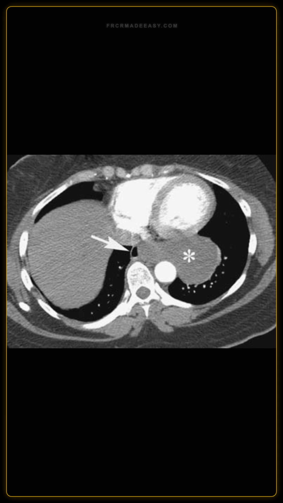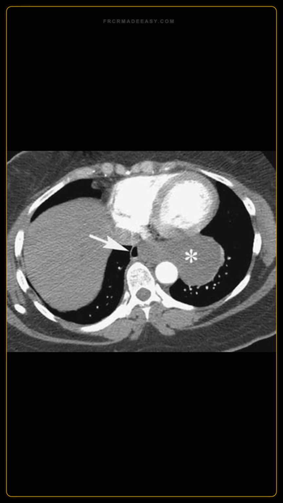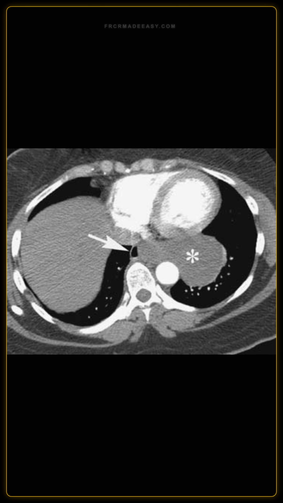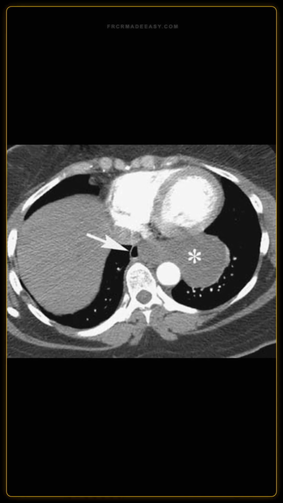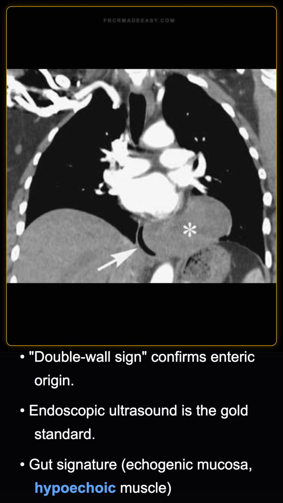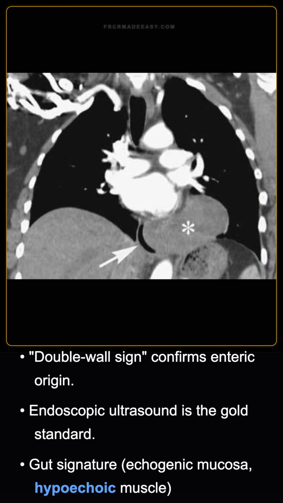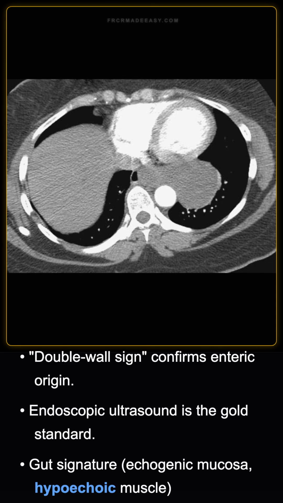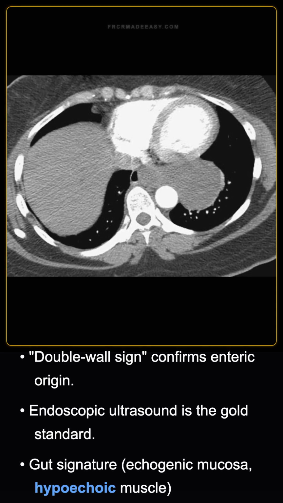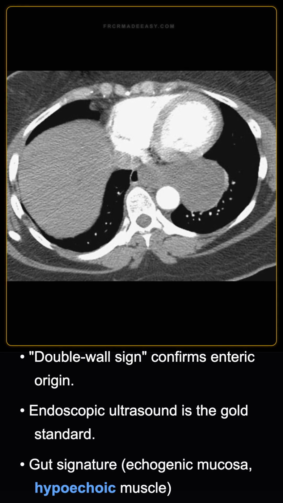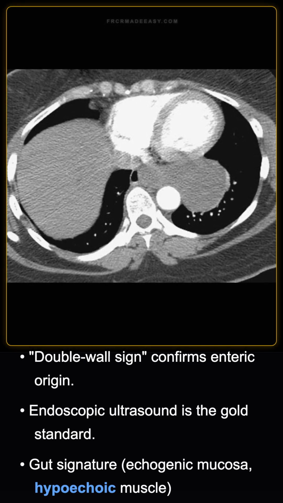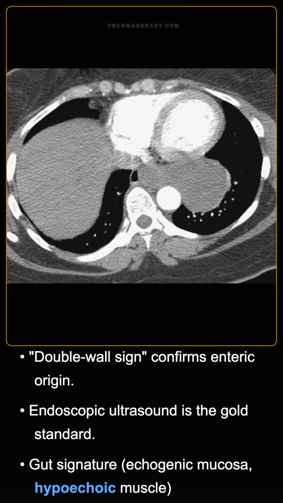What imaging modality is considered the gold standard for characterizing the wall of an esophageal duplication cyst, and what is the classic finding? Well, endoscopic ultrasound is the gold standard. The classic finding is the double wall sign, or gut signature, which consists of an inner echogenic mucosal layer and an outer hypoechoic muscular layer, confirming its enteric origin.